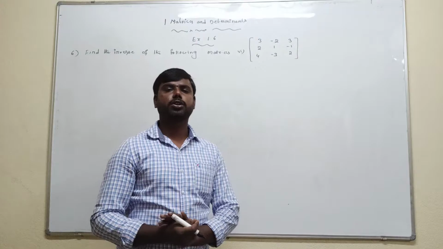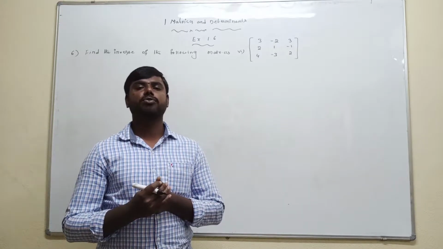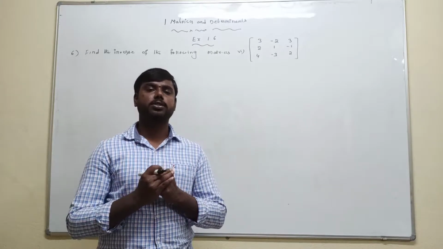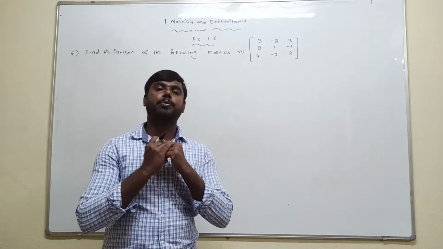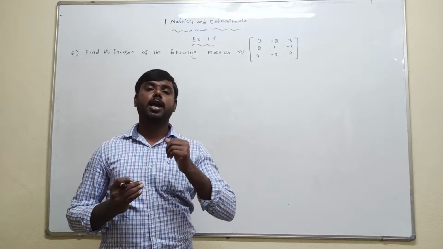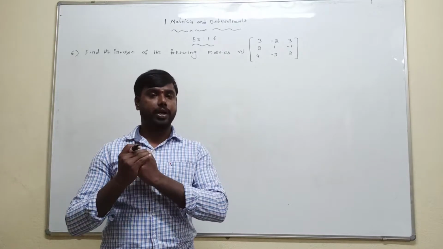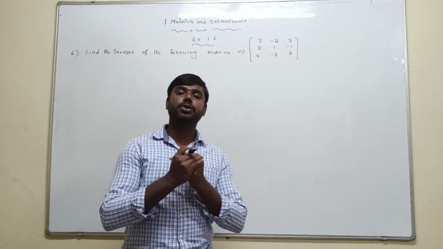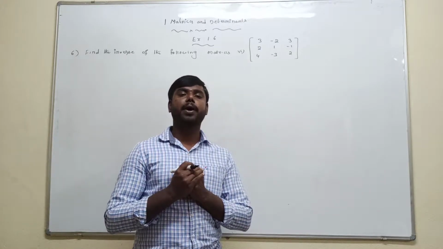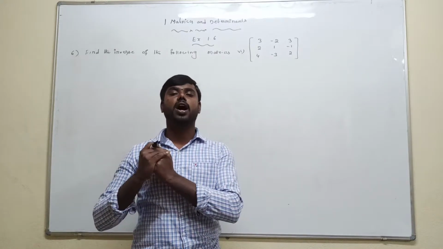The last class discussed how to find the inverse of a given matrix. What is the definition of the inverse of a matrix? If A and B are square matrices of the same order, such that AB = BA = I, where B is called the inverse of A, or A is called the inverse of B. It is denoted by A into A inverse is equal to B into B inverse is equal to I.